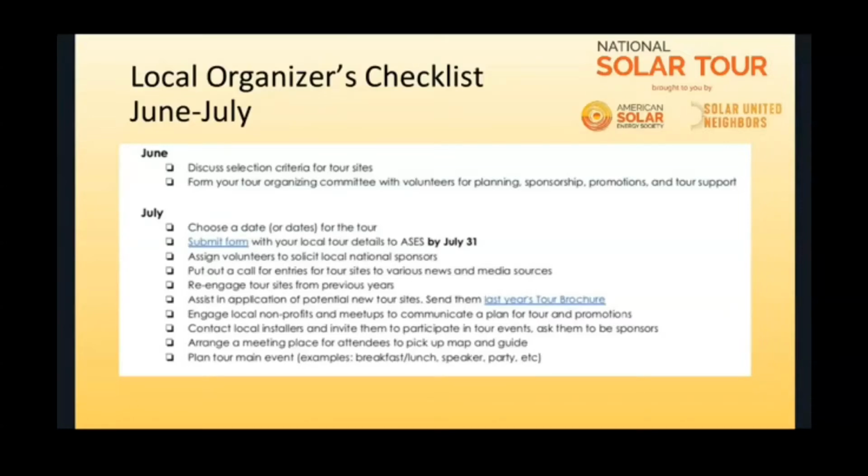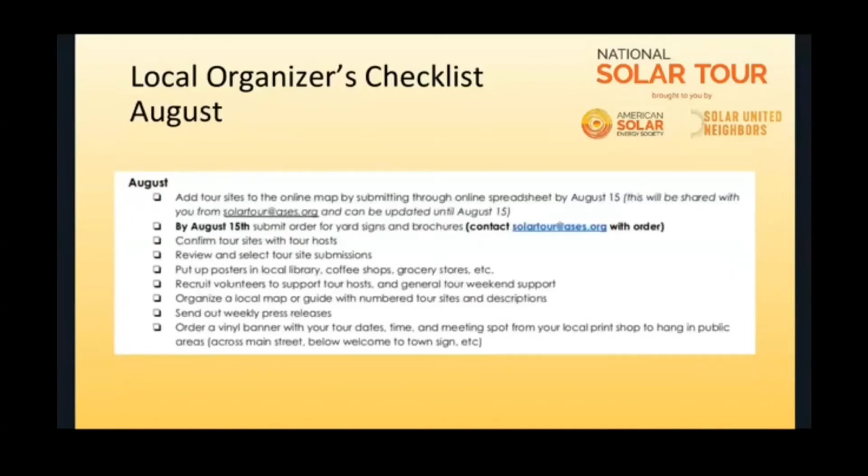As time gets closer, you'll want to add tour sites to the online map by submitting them to us through an online spreadsheet by August 15th. We will share the spreadsheet with you from solartour@ases.org and can be updated up until August 15th. You'll also want to submit your order for yard signs and brochures to solartour@ases.org. Around this time, of course, confirm tour sites and tour hosts.